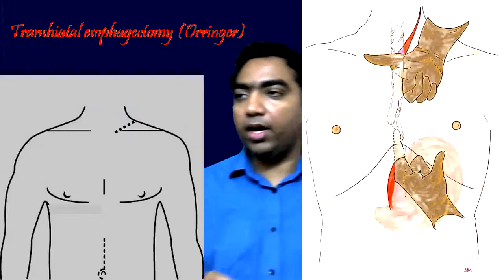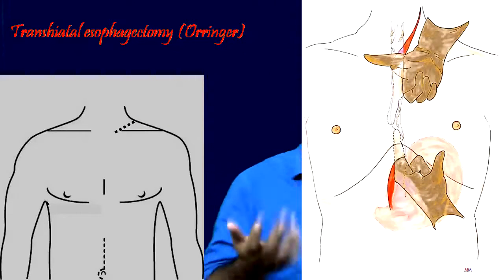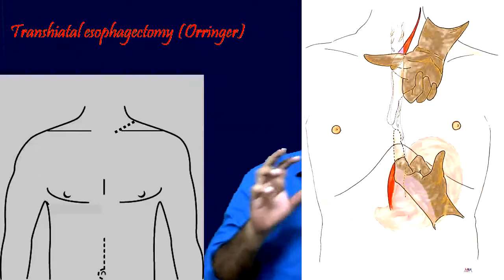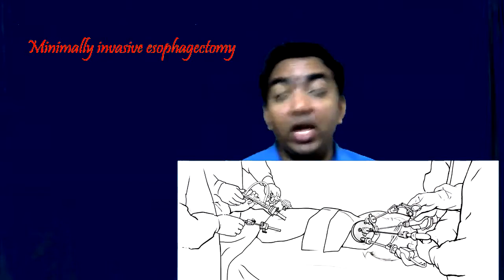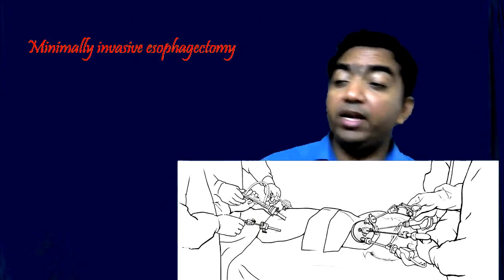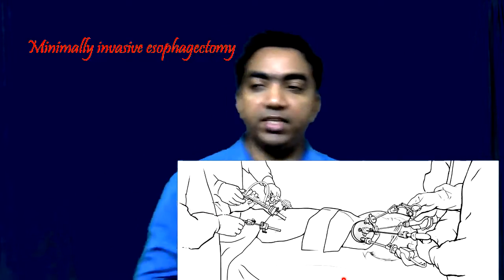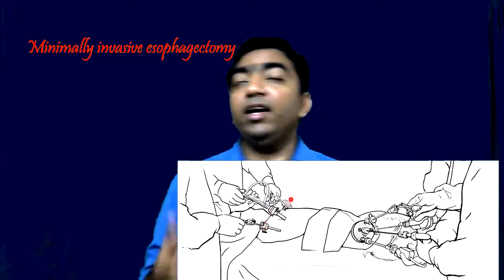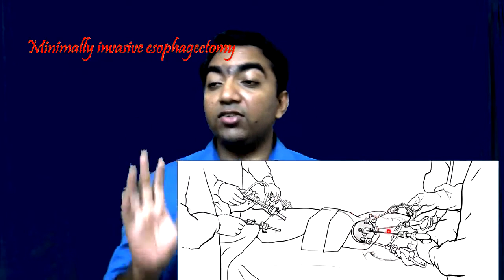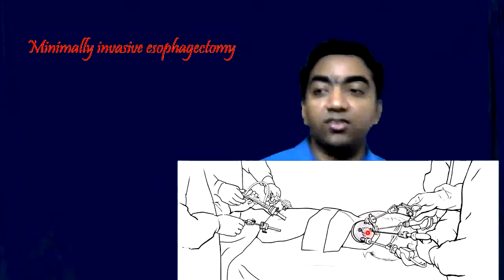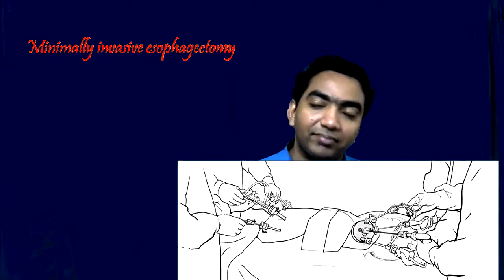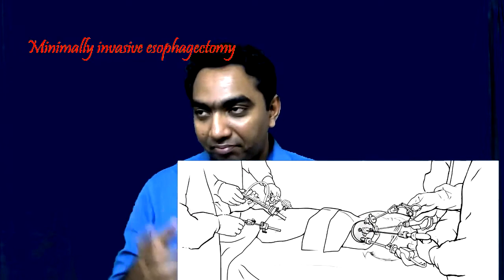Now time has again changed. We have reached minimally invasive esophagectomy. In minimally invasive esophagectomy, whatever is done by Orringer with his hand in the open abdomen is done with a laparoscope and laparoscopy machines. And whatever is done in the neck with the help of a cervical incision is done with a thoracoscope, with the help of a mediastinoscopy or a cervical esophagoscopy. That is what is happening.